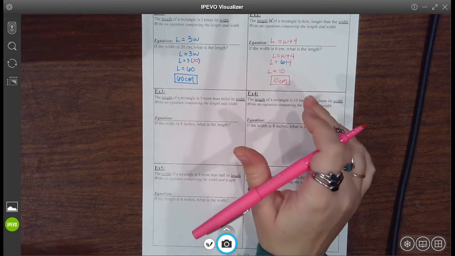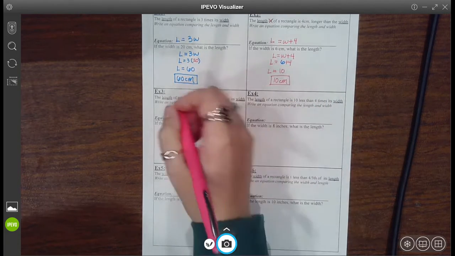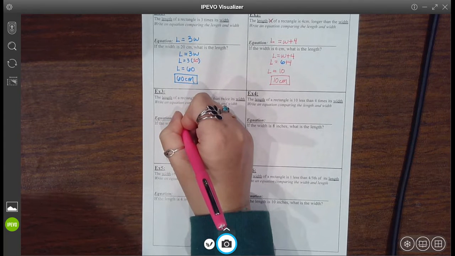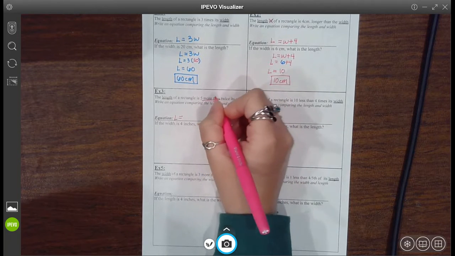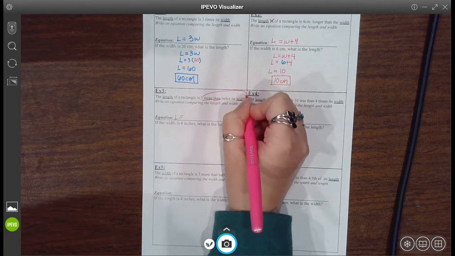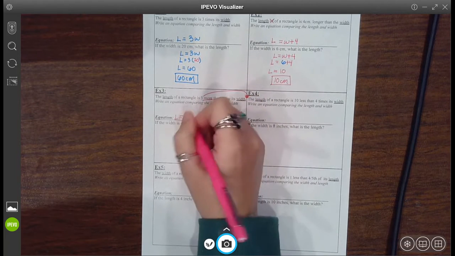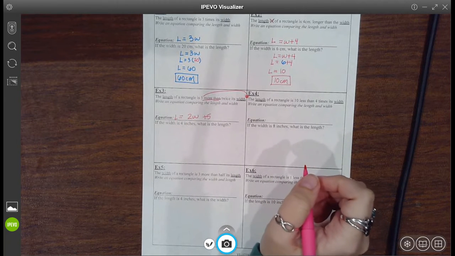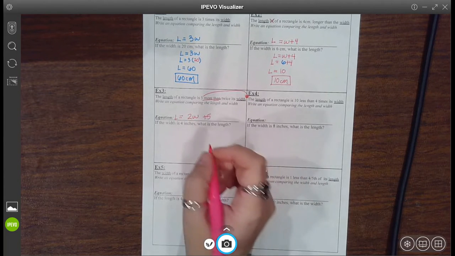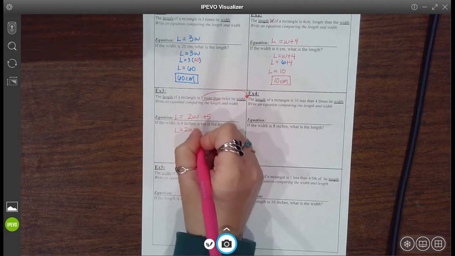Again, if you haven't tried these yourself first, go ahead and try that. It says the length of a rectangle, so length is 5 more than. Okay, so more than moves it to the back. So I'm going to add 5 to what? 5 more than twice its width. So twice means 2 times something, and you're multiplying 2 times the width. That one was tricky. If you got that one right, good job. Okay, so here's my equation. Length equals twice the width plus 5.